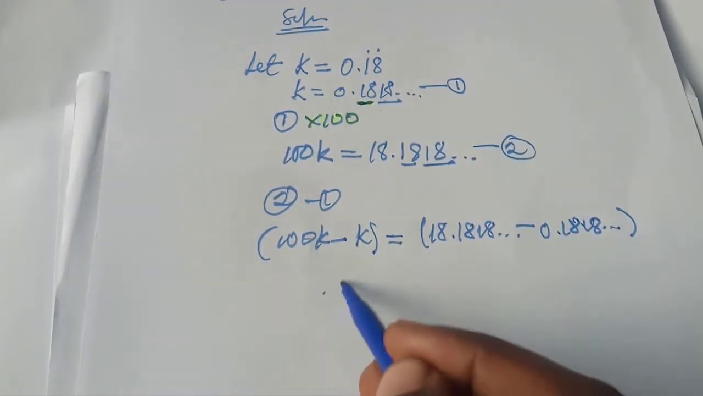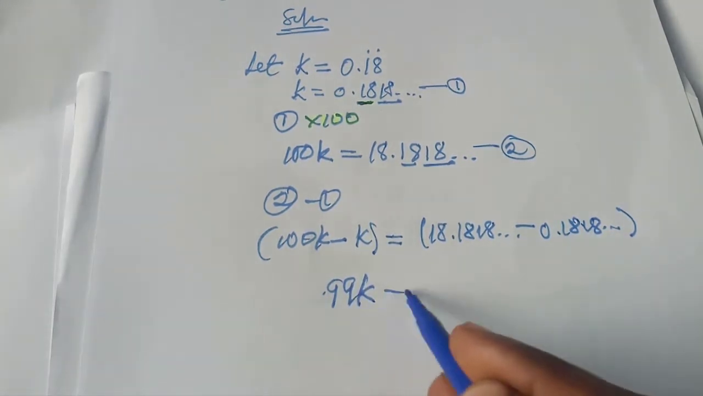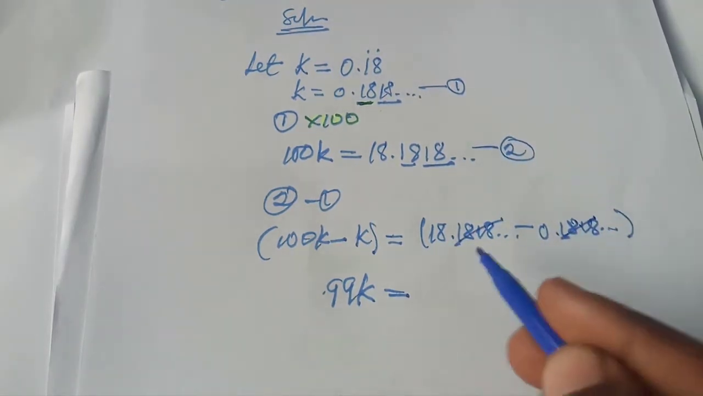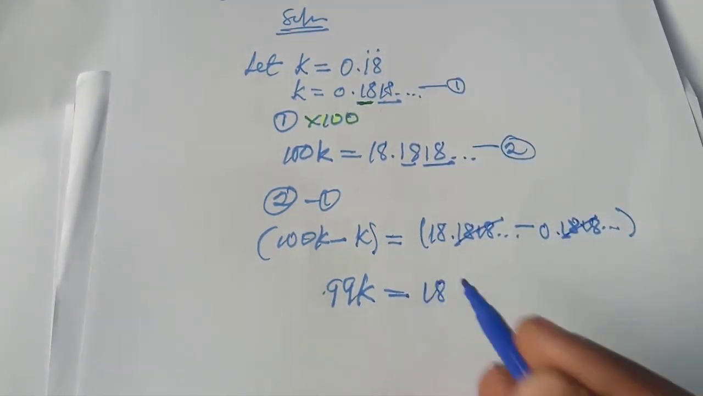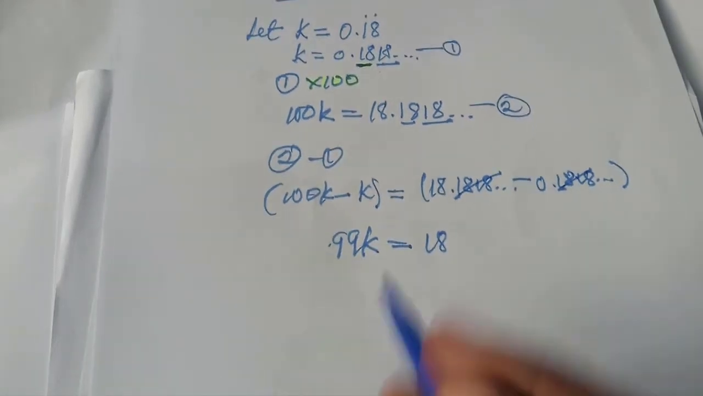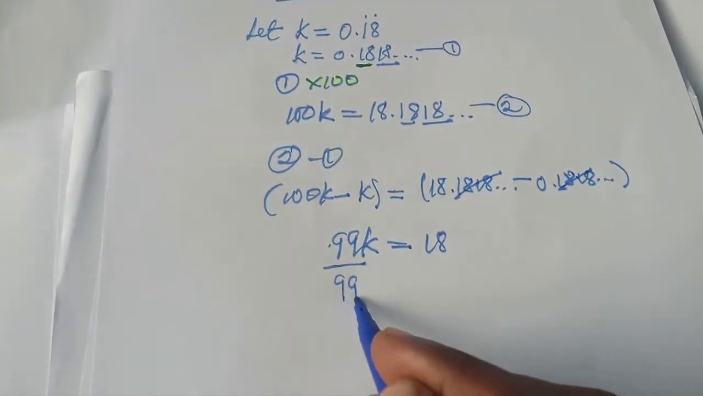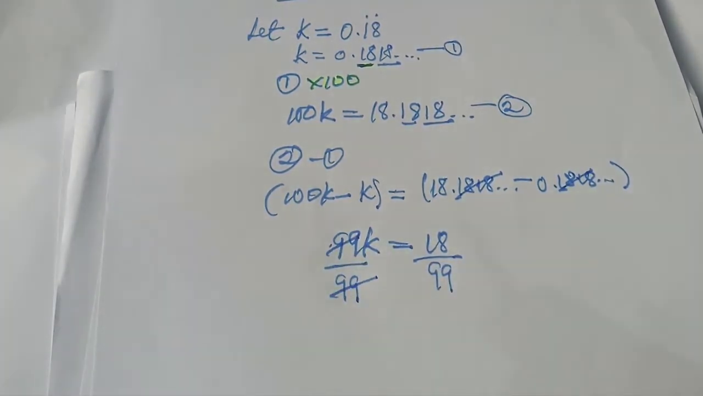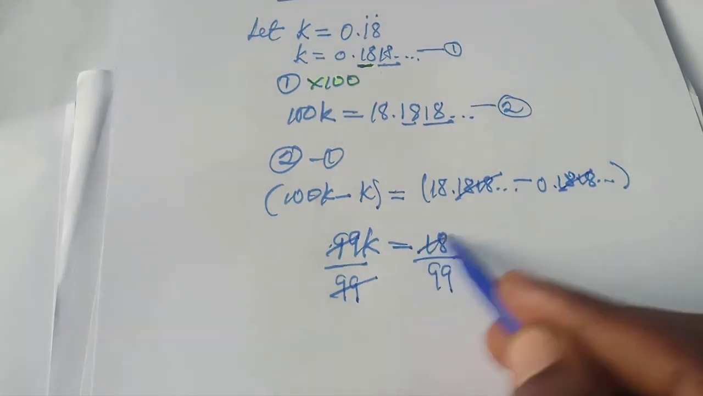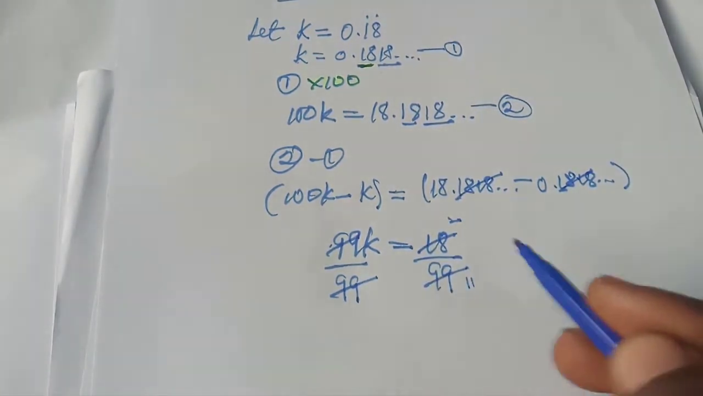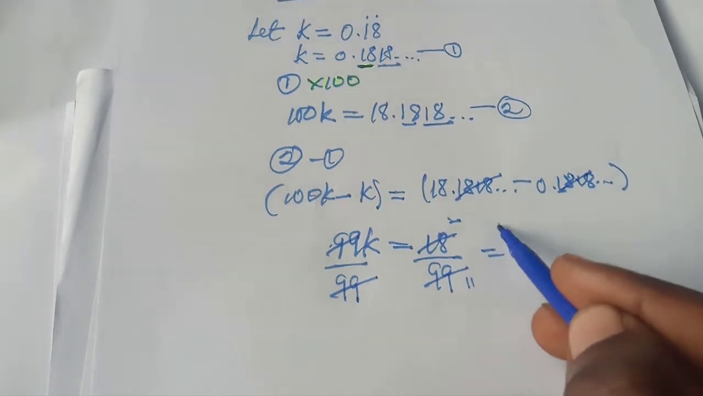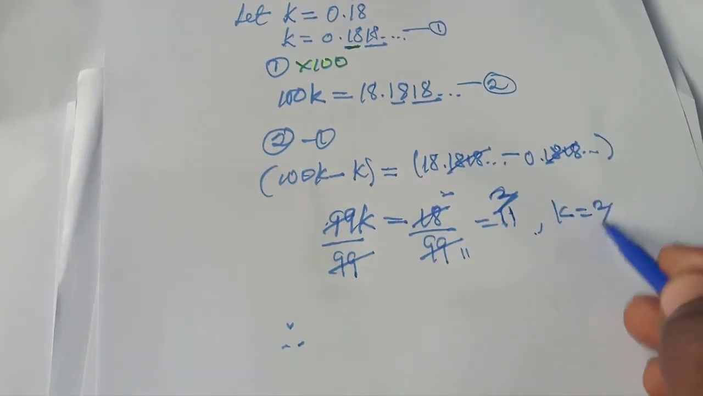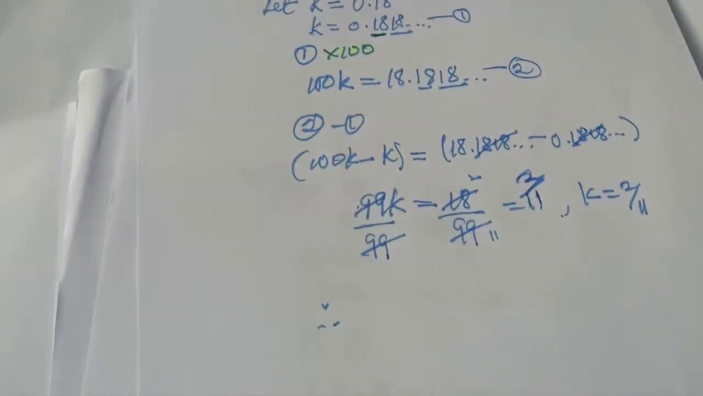Then you simplify. 100k minus k is giving me 99k, which is equal to, when you come here, you realize that the decimals will take care of the decimals. And then you have 18 minus 0, which is giving you what? 18. You are looking for k, so what will you do? You divide both sides of the equation by the coefficient of k, which is 99. This will take care of this. And then this one, you can reduce it. 9 will go here 2, and then 9 will go here 11. So you have 2/11. So k is equal to what? 2/11. Then you answer the question.